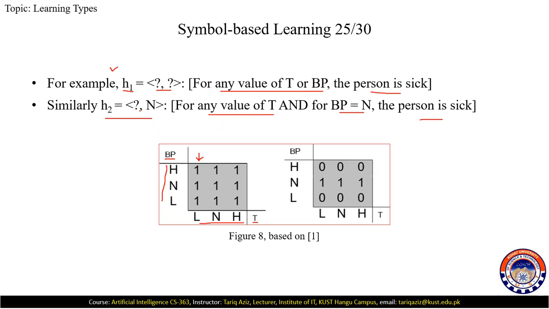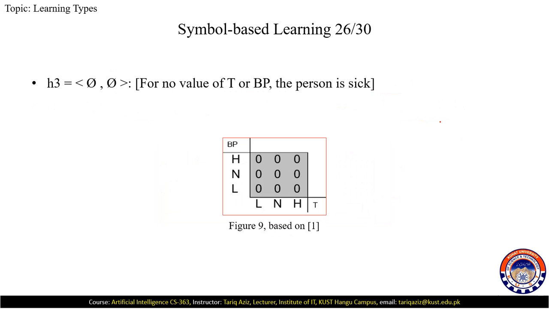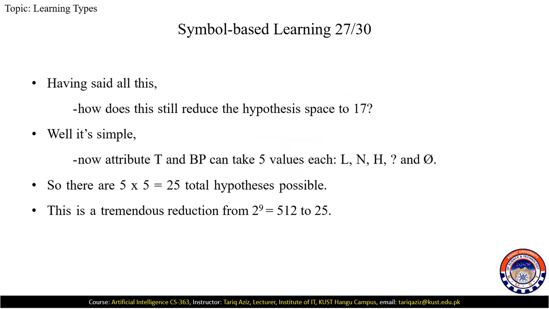But with respect to the second table H2, it says that if we take the blood pressure normal, then look at the value of the blood pressure. It is 1 because we took this value now. Okay, the rest of the values are 0, 0. So the person is sick. Now, dear students, if we take H3 theta comma theta, then it means that for no value of temperature and blood pressure, the person is sick. So all of the values will be 0 and 0. This is our H3. Now, dear students, okay, we said all this.